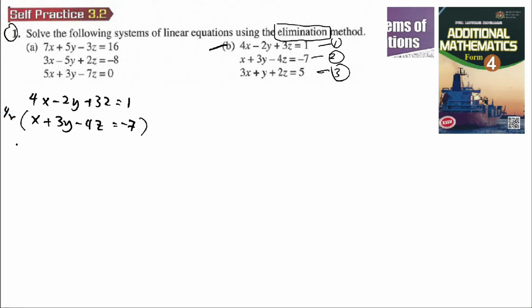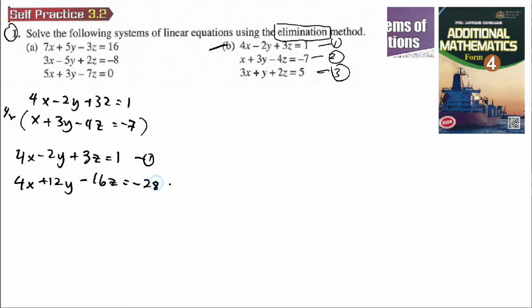Okay, so this one is 4x minus 2y plus 3z is equal to 1. This one is the first one just now. So this one, 4 times x is 4x. 4 times 3y, you get 12y. 4 times negative 4z, you get negative 16z is equal to 4 times negative 7 is negative 28.